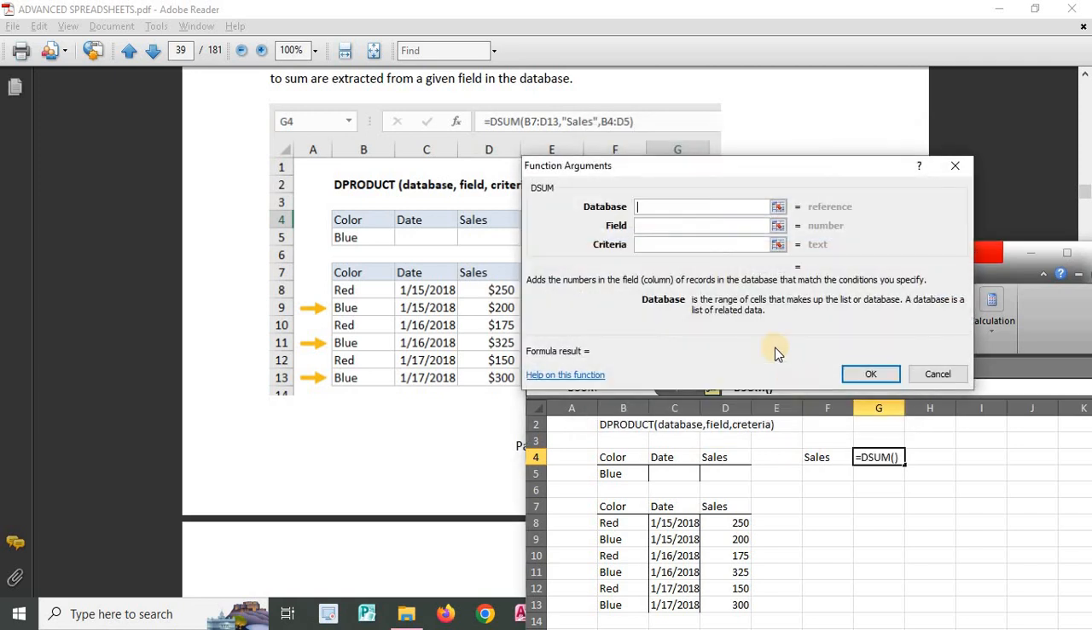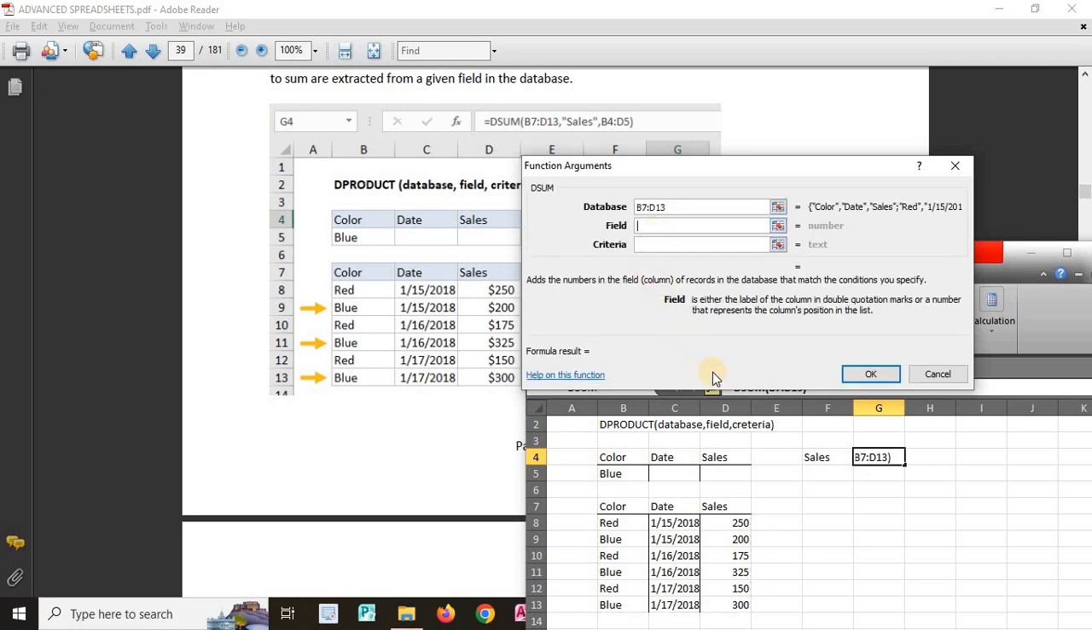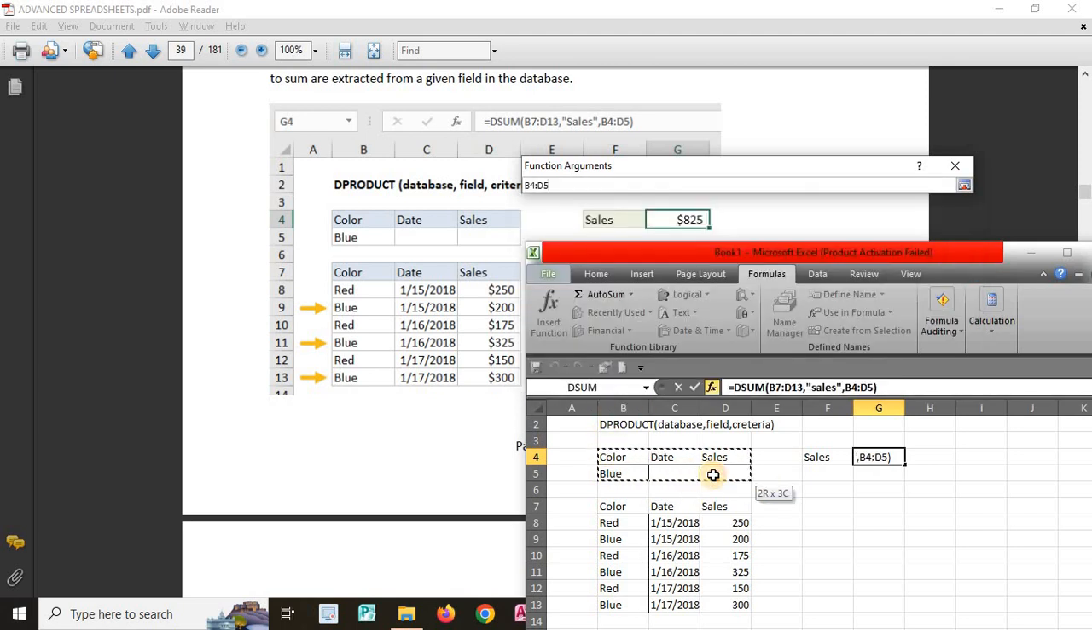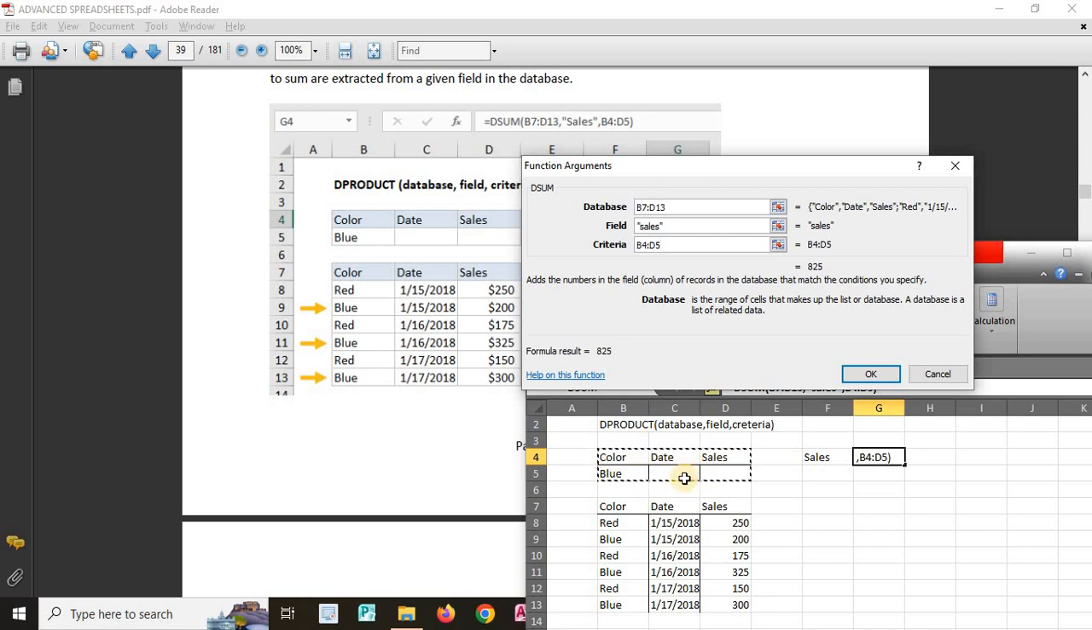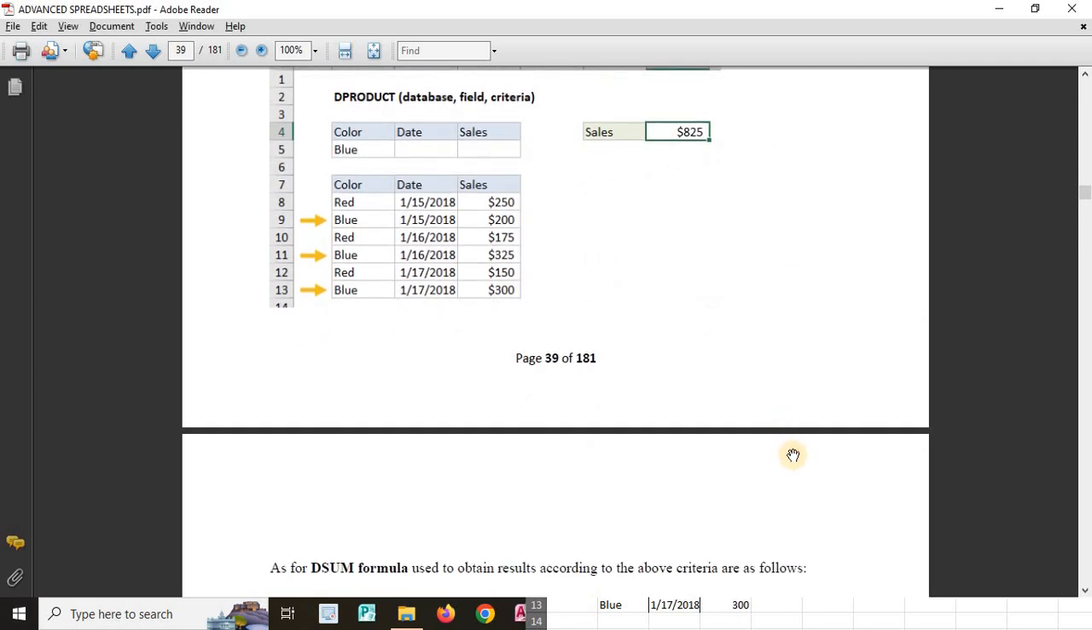DSUM, it is there. So the database is the entire group, and then the field we are summing, which field? We are summing sales, and then the criteria is here. So we are looking in this group, the criteria is blue, so the ones that are blue are the ones that are going to be summed. If you look, you can see that is what we have seen. So the sales that are blue, those are the ones that are going to be taken and summed for us.